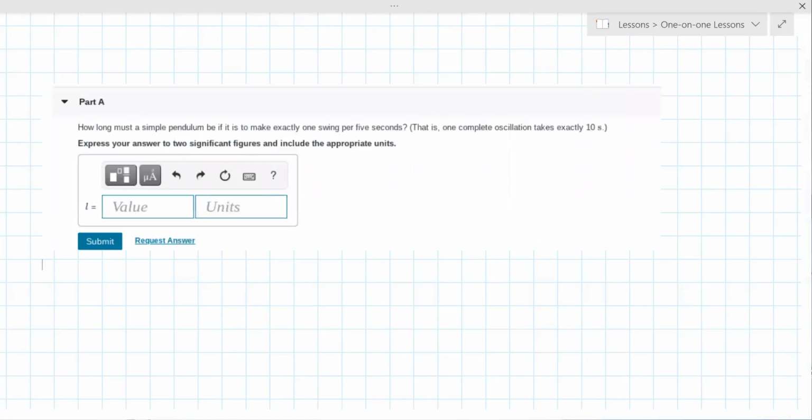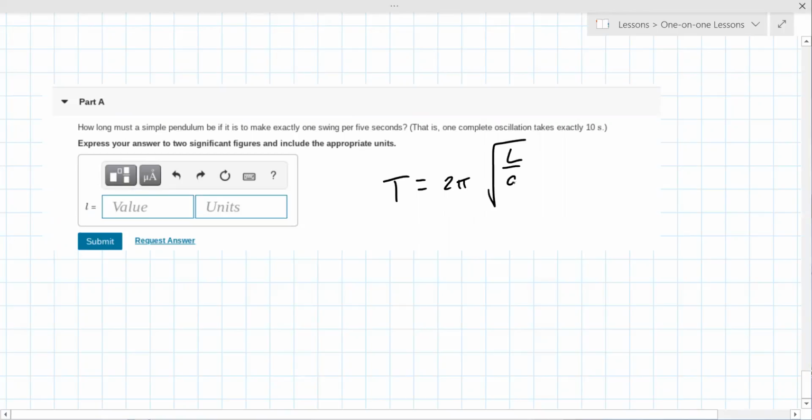That is, one complete oscillation takes 10 seconds. Okay. So the idea is a pendulum swings left or right, but then it swings back the other way. So there's a formula here. This is not something you would just know. It has to do with the length of the pendulum and the period. So the period T is 2 pi square root of L over G.